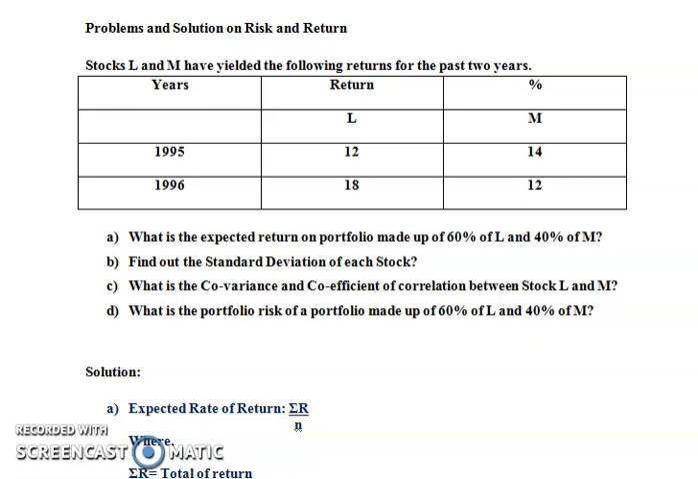In the return of L, they have given 12 and 18. In percentage for M, they have given 14 and 12. A. What is the expected return on a portfolio made up of 60% of L and 40% of M? B. Find out the standard deviation of each stock. C. What is the covariance and coefficient of correlation between stock L and M? D. What is the portfolio risk of a portfolio made up of 60% of L and 40% of M?